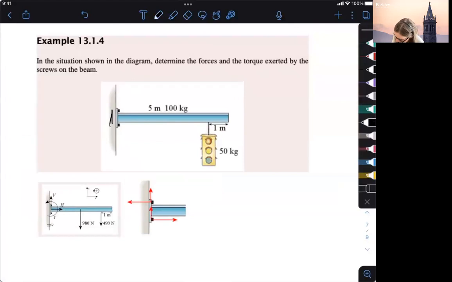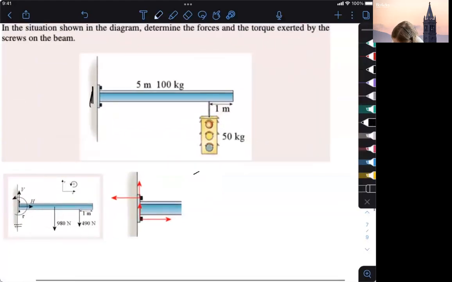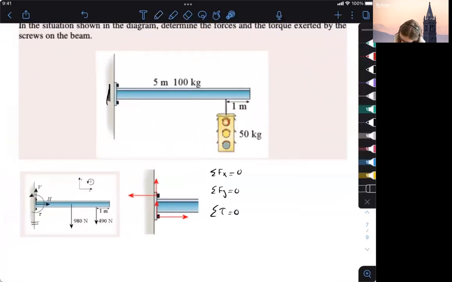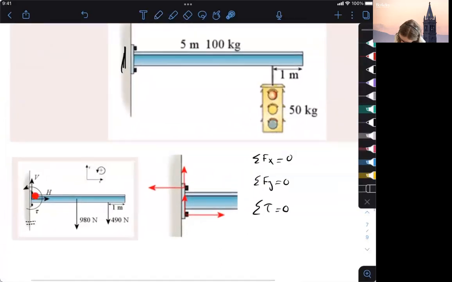Okay, so this is the statics problem. Because we know that everything is in equilibrium, we know the sum of forces in x is equal to 0, the sum of forces in y is equal to 0, and the sum of torques is equal to 0. So what are the sum of forces in x? Let's look at our free body diagram. So I have H equal to H. And then for my sum of forces in the y direction, I have this positive V and then these two negative values here.